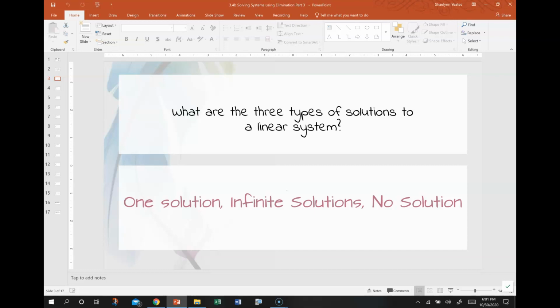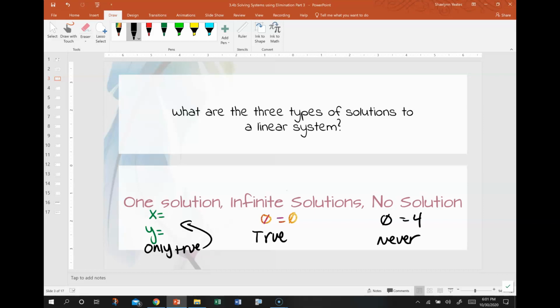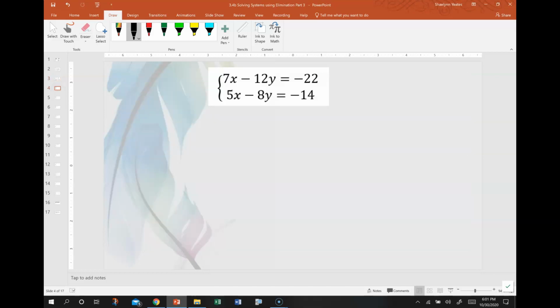So we first have to talk about what these look like in this particular situation. So we end up with one solution. We'll end up with x equals a number and y equals a number. When we have infinite solutions, we'll end up with something like 0 equals 0. And if we have no solutions, we'll end up with something like 0 equals 4. So something that is always true, something that is never true, and something that is only true at this specific spot. Okay? So, that's what they mean.